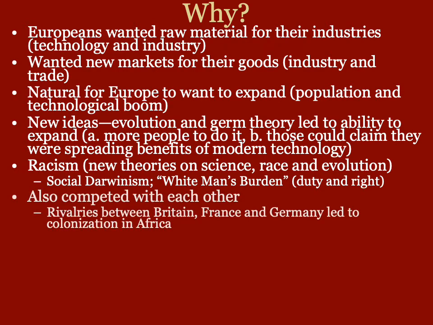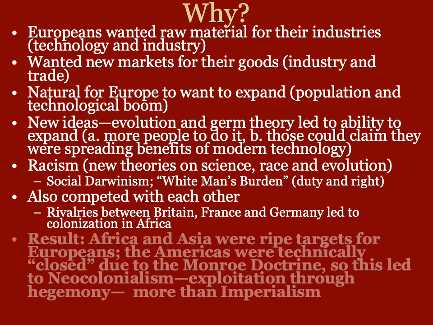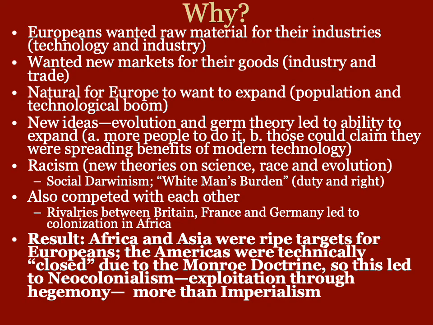And then finally, guys, there was a lot of competition with each other. Rivalries between Britain and France and Germany lead to the colonization of Africa. Germany wants to make sure that France can't do anything. Britain wants to make sure Germany doesn't get too powerful. These big three end up fighting each other, etc., etc. And the end result of all of this is that Africa and Asia were ripe targets for Europeans. Okay, the Americas would have been a very ripe target for Europeans as well. However, the United States has issued something called the Monroe Doctrine and then the Roosevelt Corollary.